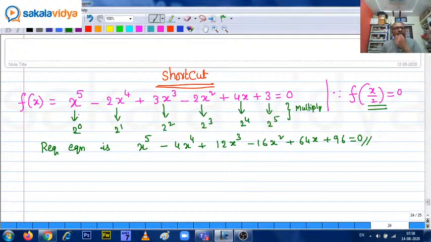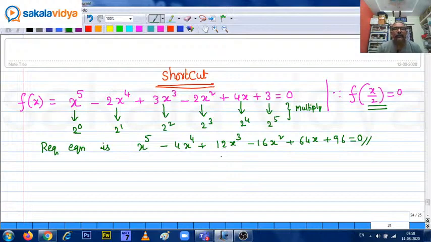2 power 0 is 1. 1 into x to the power of 5, x to the power of 5. 2 power 1 is 2. 2 into 2, 4. 2 square is 4. 4 into 3, 12x cube. 2 cube is 8. 8 into minus 2x square, minus 16x square. 2 power 4 is 16. 16 into 4, 64x. 2 power 5 is 32. 32 into 3 is 96.